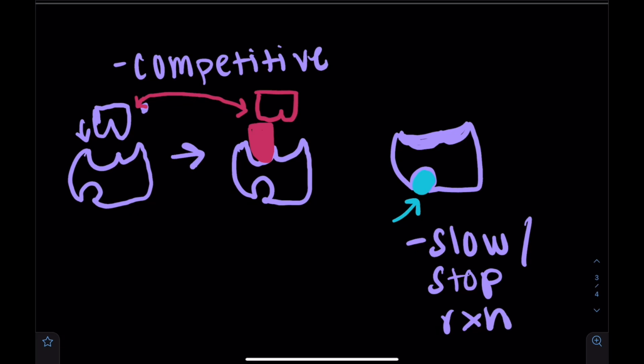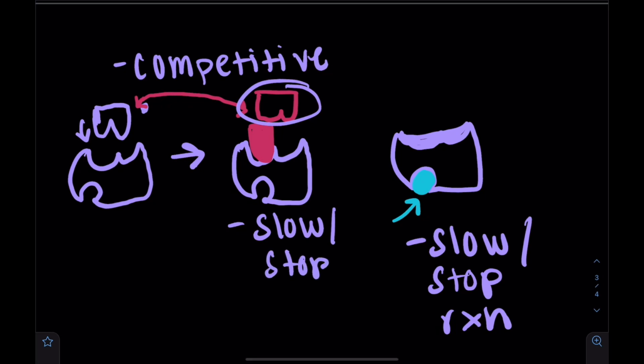And then with our competitive inhibitor, once again, this is a molecule that can bind to the active site, and it's blocking our substrate from binding. And this will also slow or stop the reaction from happening. So both inhibitors do the same thing. It's just important to know the difference here.